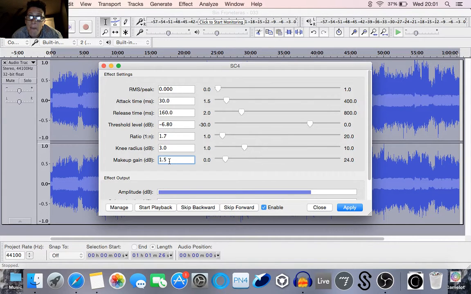Makeup gain makes up, hence its name, for the loss of level as a result of compression. We're using a very low level of compression here, so I tend to use a very low level of makeup gain. The reason why is because we are using another compressor after this. So look at those settings. I would say use all of those if you want. You could play with the release time here. But again, it's not going to make a whole heap of difference. Release time is just how fast the compressor returns to normal levels once the level drops below the threshold.